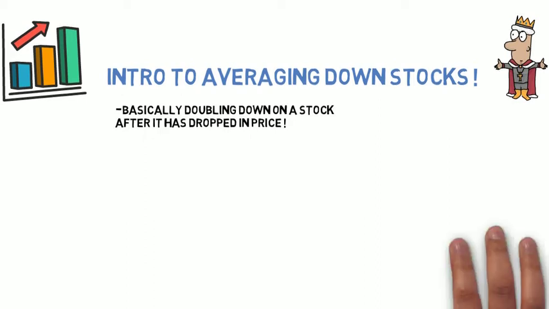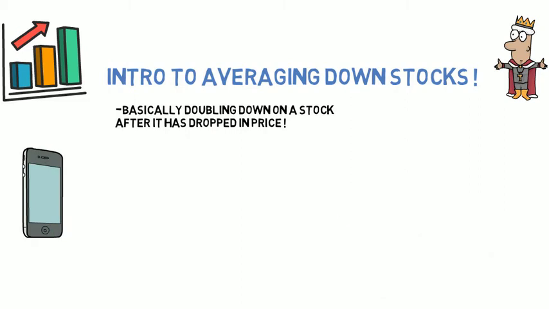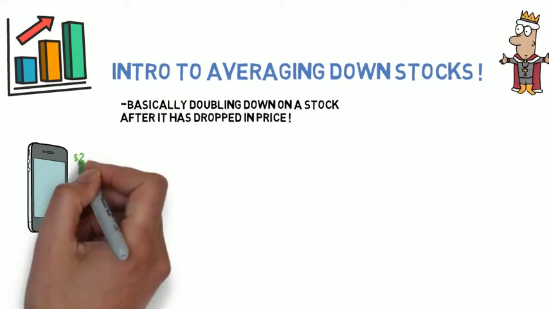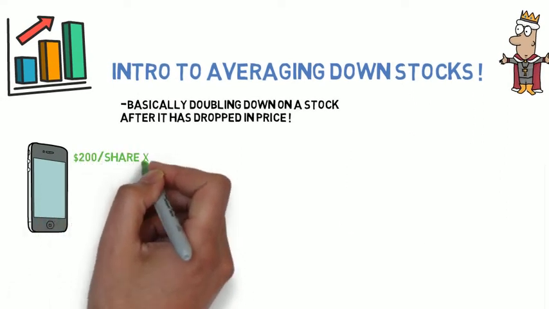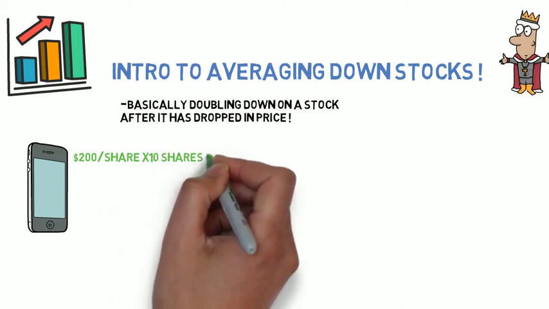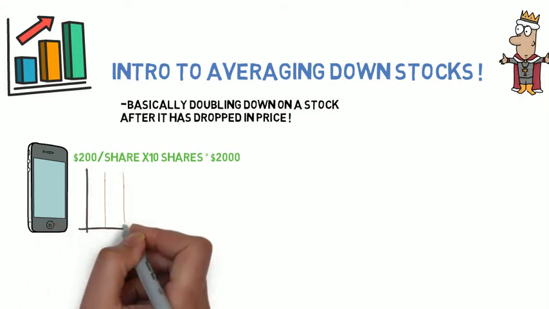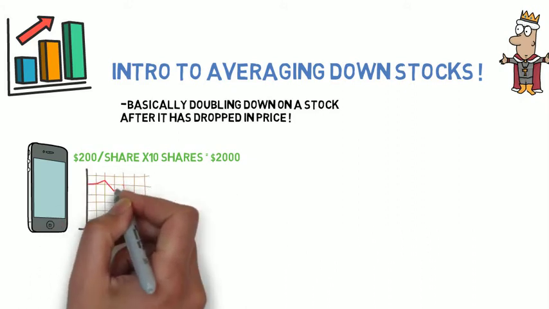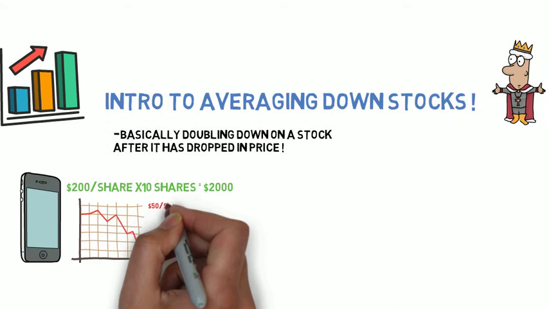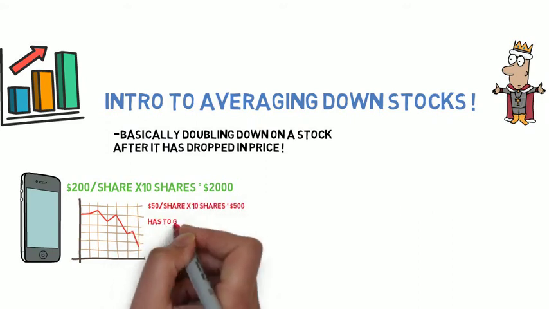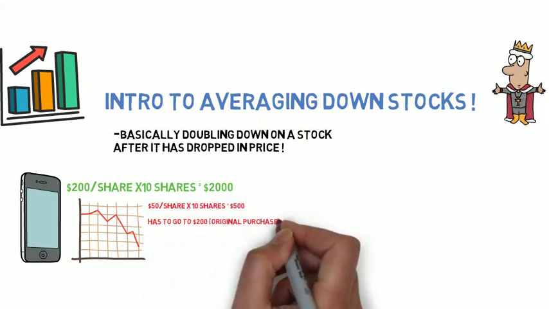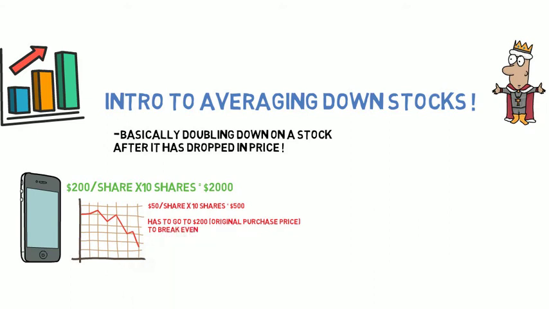To give an example of this, let's say you buy Apple at $200 a share and you buy 10 shares. Your average price is $200 a share. Now let's say short term, Apple takes a dip in the market and drops down to $50 a share. You still bought Apple at $2,000, but your account now is only worth $500. So in order to break even, you need to go back to at least $200.